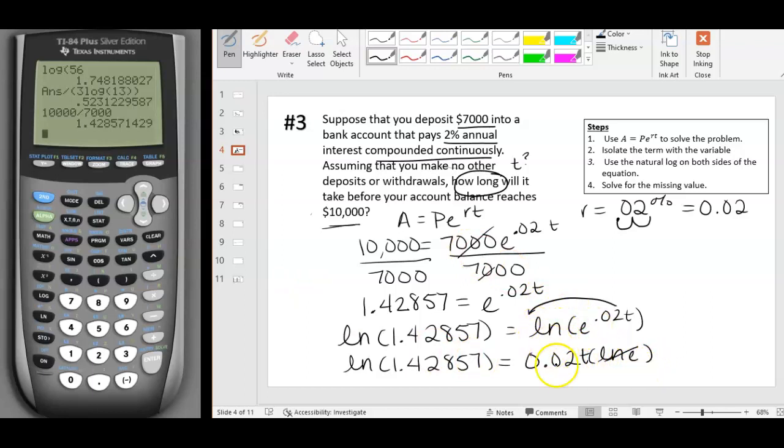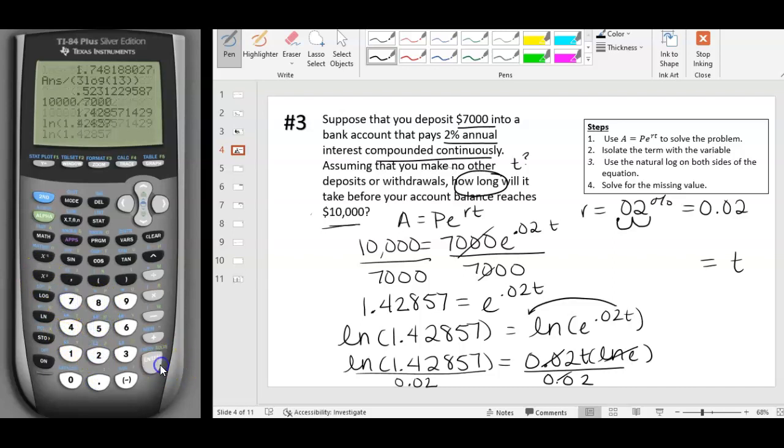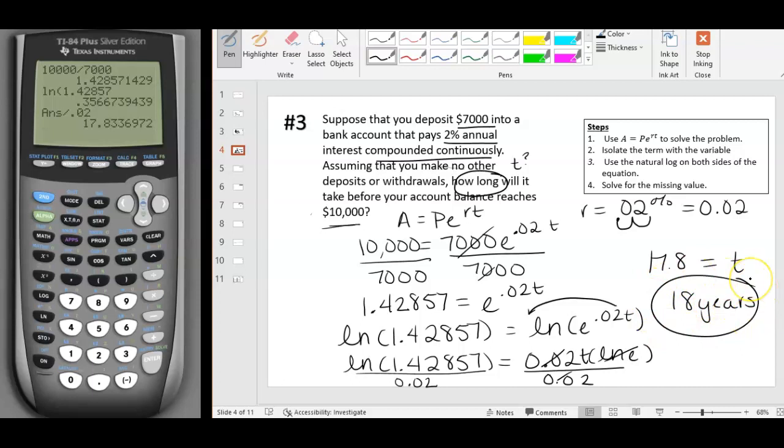And so now to solve for t, I'm just going to divide both sides by 0.02. Okay, so I'm going to divide the left and the right by 0.02. So all I'm left with on the right is t, because this is going to cancel and I have t. And then to find the value on the left side, I'm going to do the natural log of 1.42857 and then hit enter and then divide by 0.02. So when I do that, it gives me about 17.8 equals t, and I can round that to about 18 years. Okay, so that's how you would figure out how long it'll take your account balance to reach $10,000.